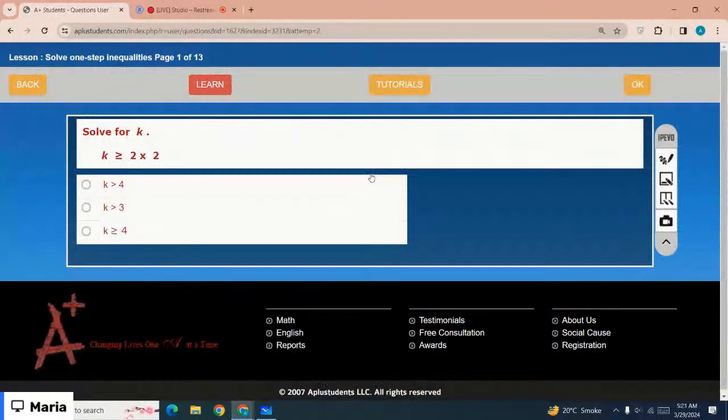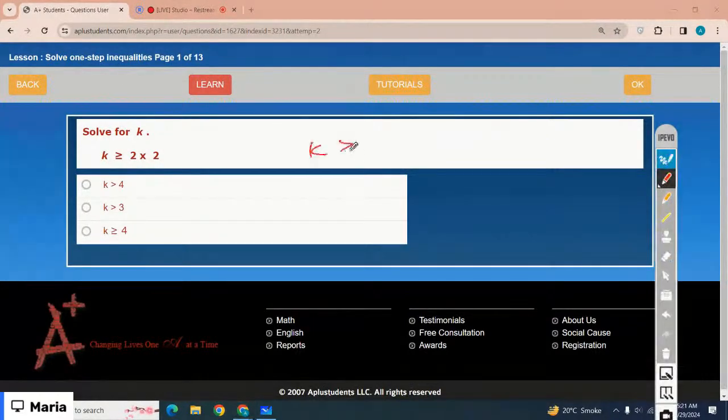You have to evaluate 2 times 2, right? So k is greater than or equal to 2 times 2, and 2 times 2 is 4. So the correct option is k is greater than or equal to 4. That is option number 3. Very good. The correct option is k is greater than or equal to 4, right? Option 3 is the correct option.